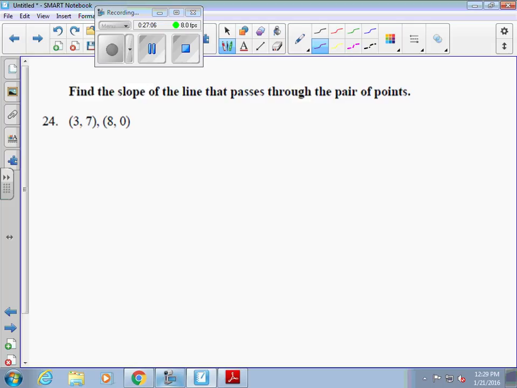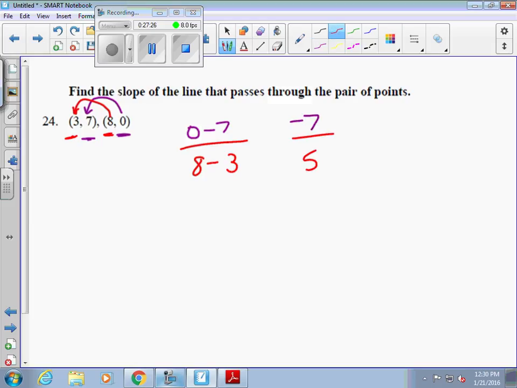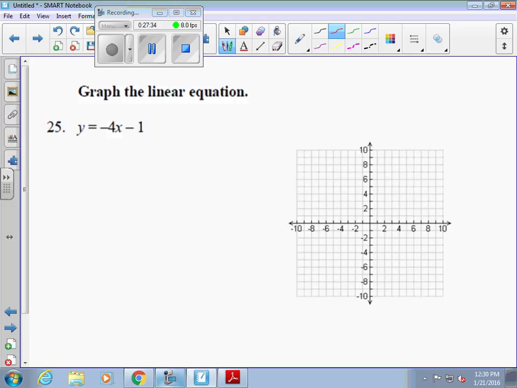24 says find the slope. Just give you 2 points, no picture this time. Again, you can use the slope formula, or you could simply say the change of y, 0 minus 7, over the change of x, 8 minus 3. 0 minus 7 is negative 7. 8 minus 3 is 5. There's no number that goes into both negative 7 and 5. Therefore, your slope for these 2 points, or the slope for that equation, would be negative 7 over 5.